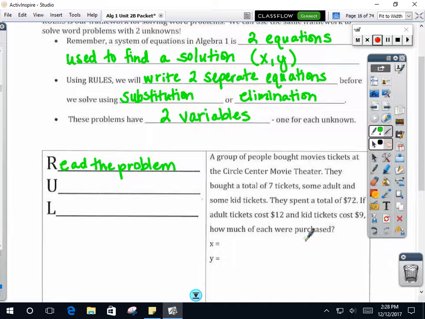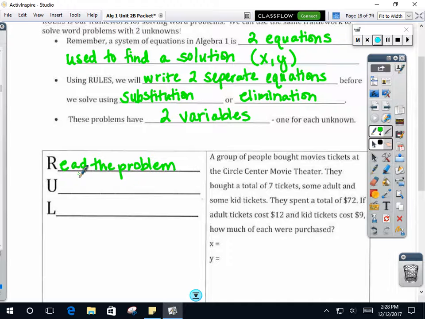A group of people bought movie tickets at the Circle Center movie theater. They bought a total of 7 tickets, some adult and some kid tickets. They spent a total of $72. If adult tickets cost $12 and kid tickets cost $9, how much of each were purchased? Okay, so we've read the problem.